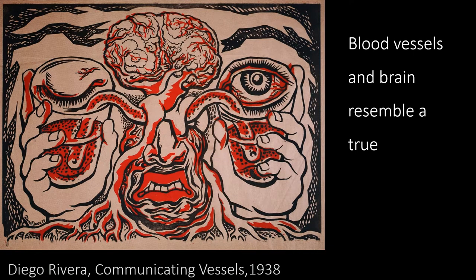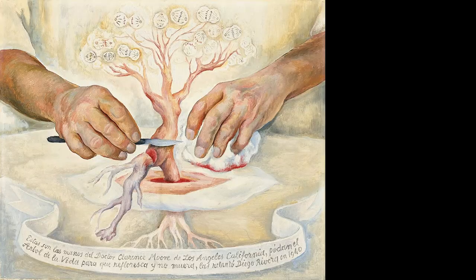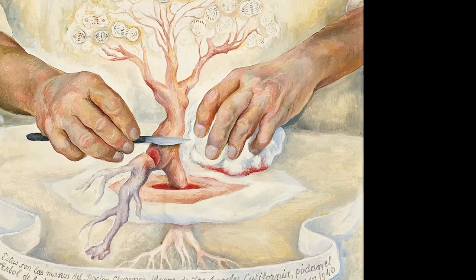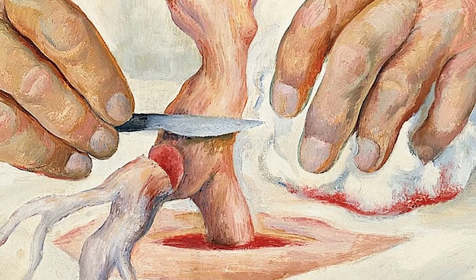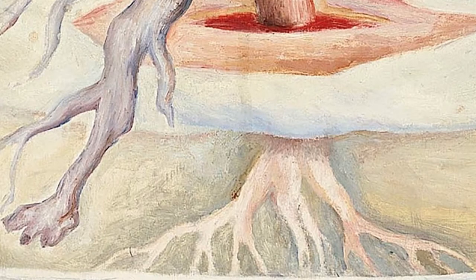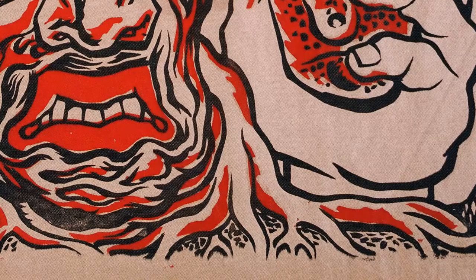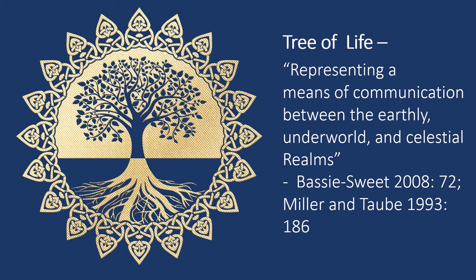In the print, look closely at the blood vessels and brain. There's a tree right in the center of the print. The blood vessel in the center is a tree trunk. In the painting, let's zoom into the trunk too. It looks like the print's trunk. Now, let's see how Rivera painted the roots of this tree. Now let's look at the print. Let's look at the lower blood vessels. They look like tree roots, just like the painting. So, Rivera painted the Tree of Life in the Communicating Vessels print.